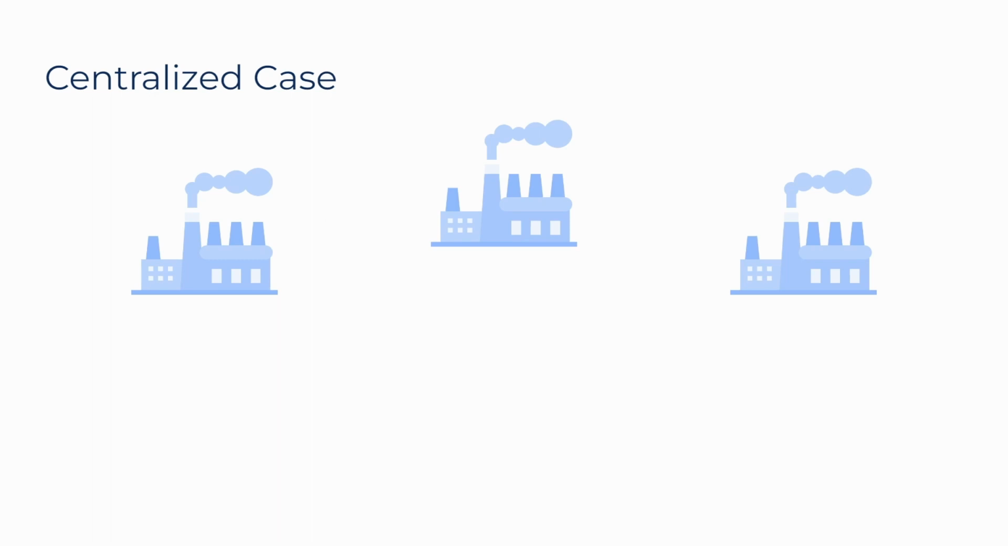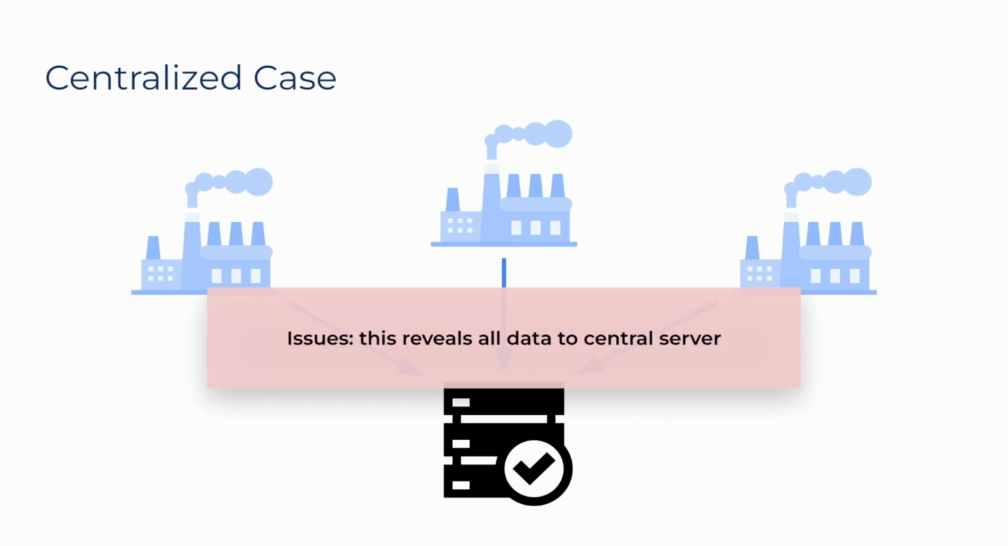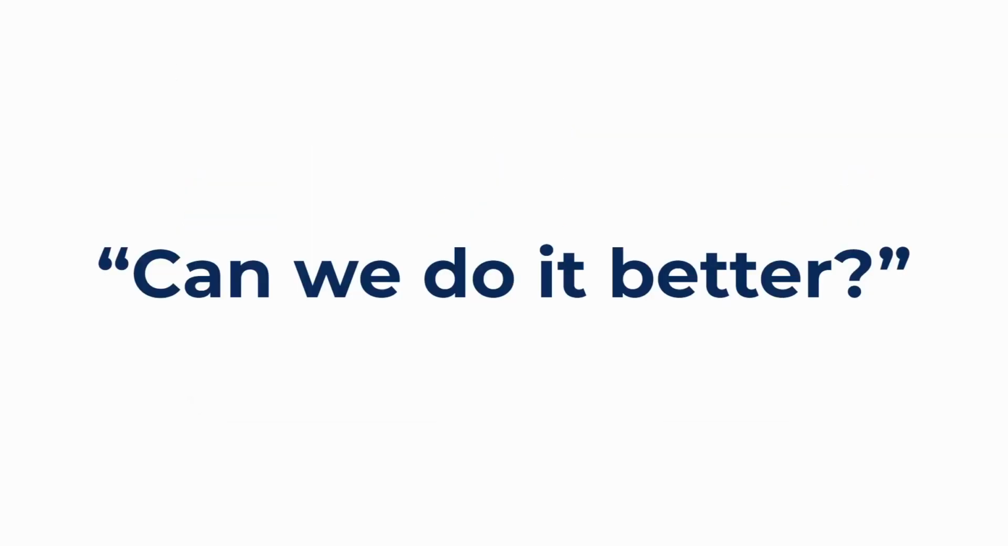So it's better to use the data aggregated across all of the companies. But in such a case, we would need a central server where all of the companies are sending their data, and the data are validated on this server. The issue with that is that all of the data are revealed to the central server, and this can be problematic because of some privacy or security issues, and the companies might not be willing to reveal all of their data. So can we do it better?